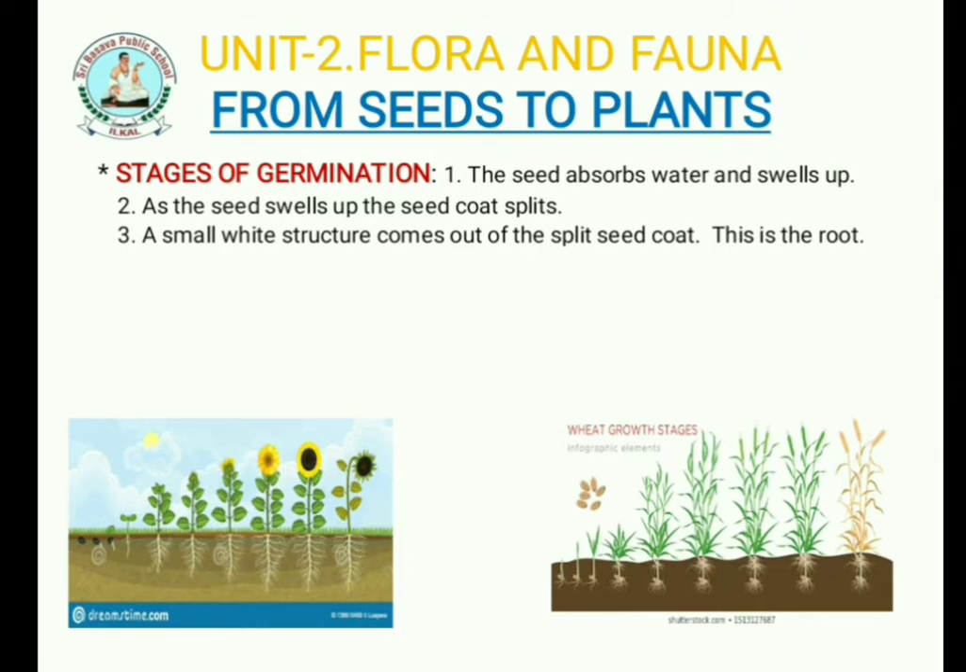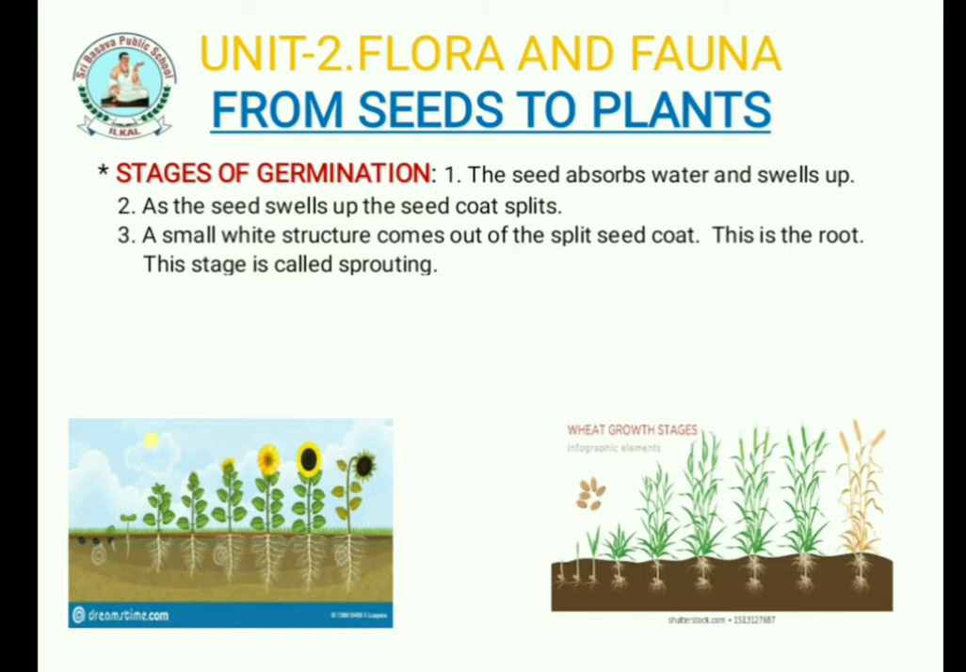So this stage is called sprouting. In the market, many sprouted seeds are available: green gram, Bengal gram, and horse gram. Many types of sprouted seeds are available in the market. Have you observed that white structures come out from those seeds? Those we can call sprouting.